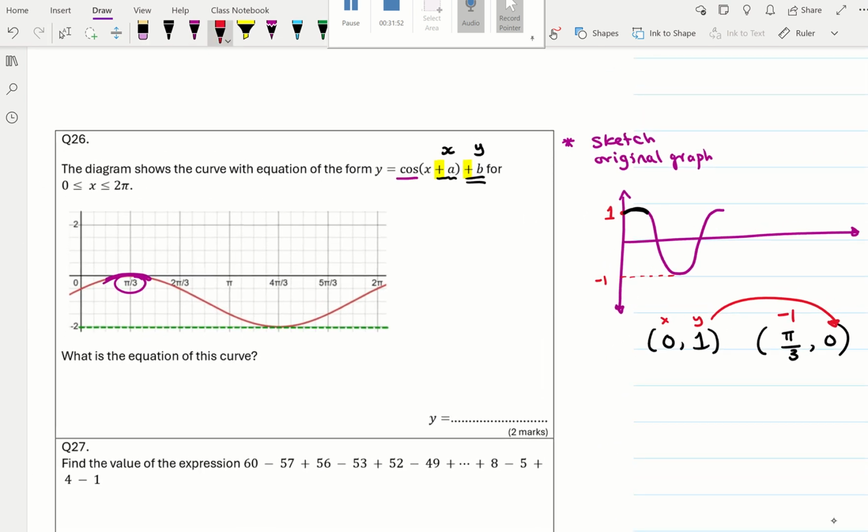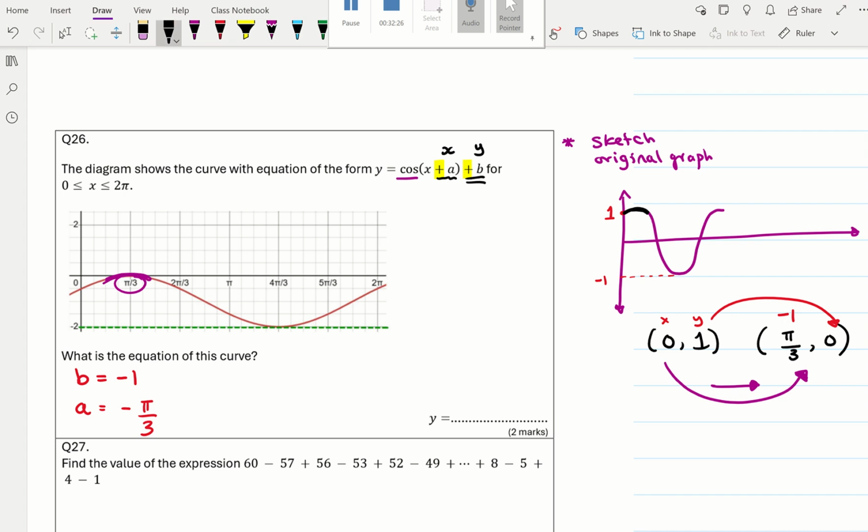So b is -1. And I've gone from 0 to a positive pi over 3. I've moved to the right by pi over 3. And if you remember, any transformation inside the bracket does the opposite. So if it looks like I've added pi over 3, a is actually a negative pi over 3.